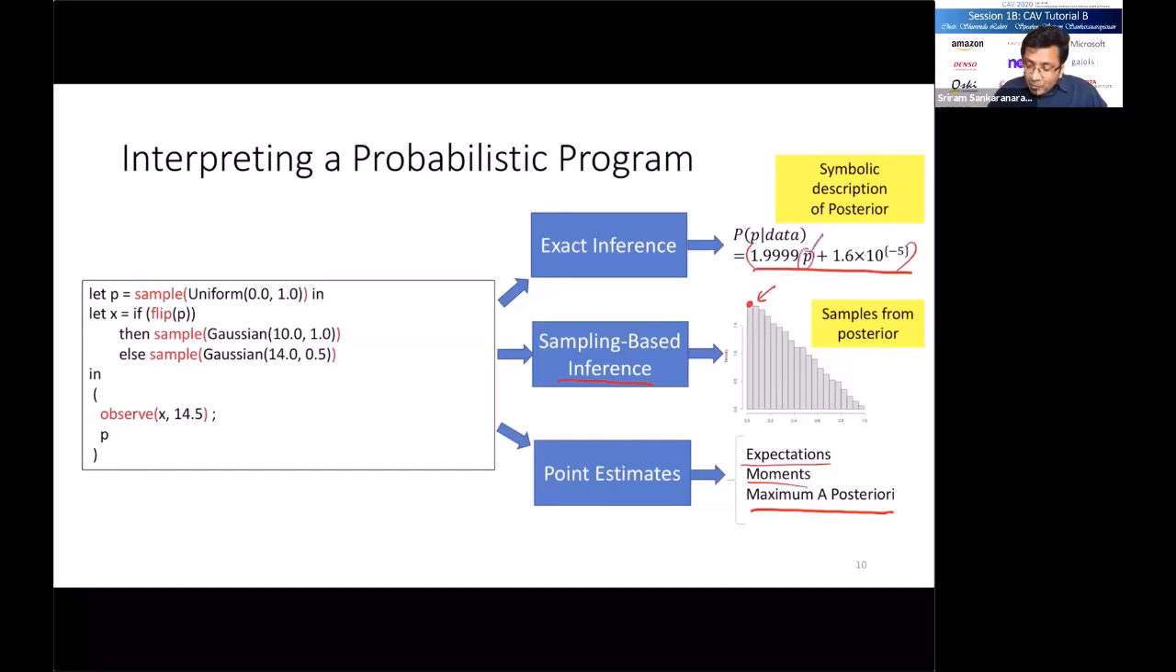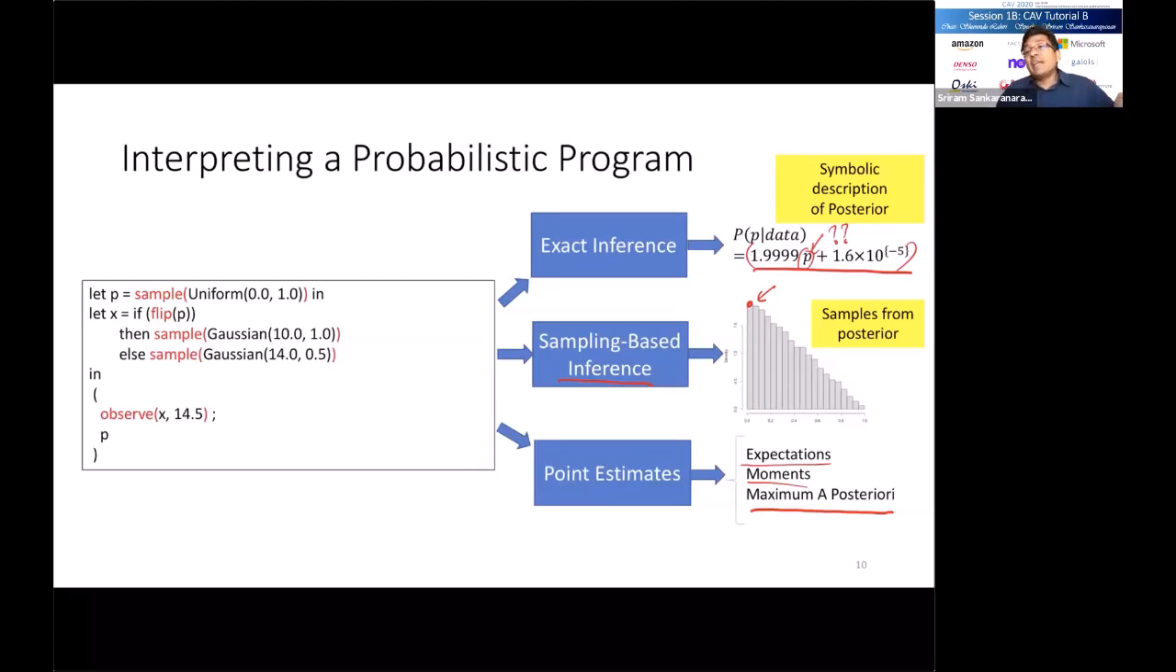There might be a typo here. I'll just put a question mark. This might have been 1 minus p, I think, but I apologize for the typo. It's a good place to, if you want to think about it later on, I'll post my slides, try and work this out. It's a good place to do so.